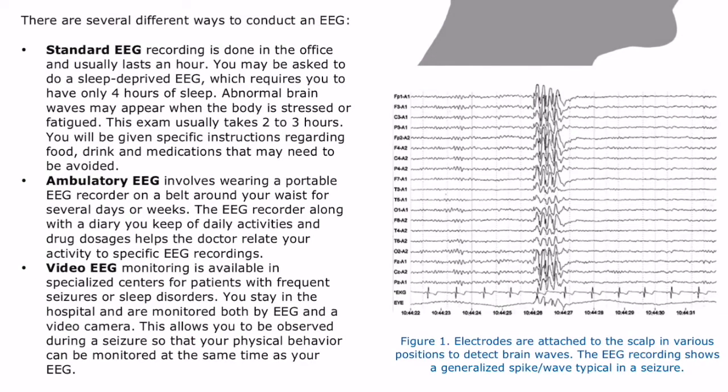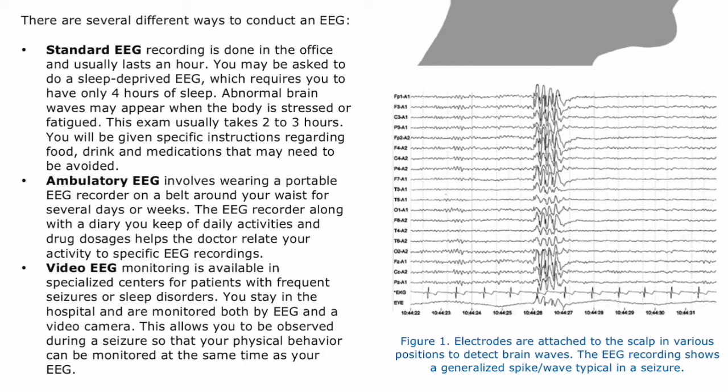There are several different ways to conduct an EEG. A standard EEG recording is done in the office and usually lasts an hour. You may be asked to do a sleep-deprived EEG, which requires you to only have 4 hours of sleep. Abnormal brain waves may appear when the body is stressed or fatigued. So this is why you don't want to have that much sleep, so you can get the right brain waves on the EEG exam so the neurologist can make the decision on what seizure disorder you have.